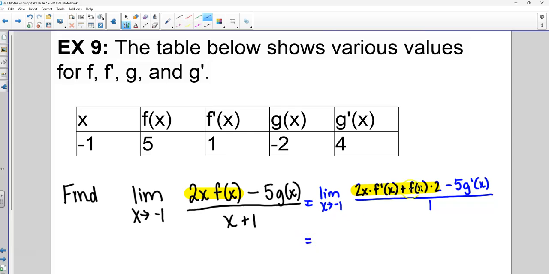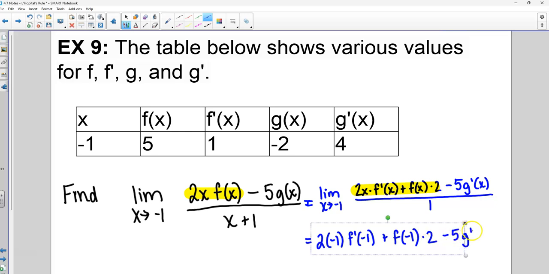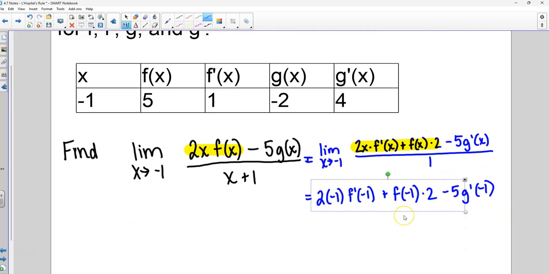And so to solve this, we just got to plug in negative 1. So we get 2 times negative 1 times f prime of negative 1 plus f of negative 1 times 2 minus 5g prime of negative 1. Now, if it's free response, you cannot stop here. You have to replace all of your f's and g's here. So you're going to have 2 times negative 1. F prime of negative 1 is 1. I'm pulling that from the table right here.